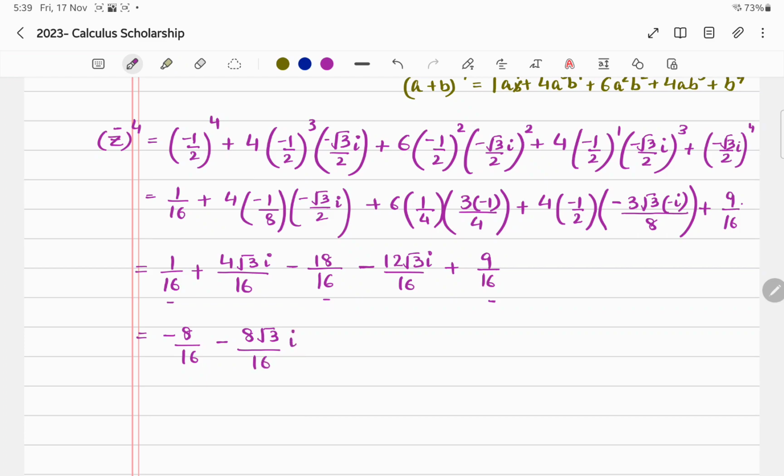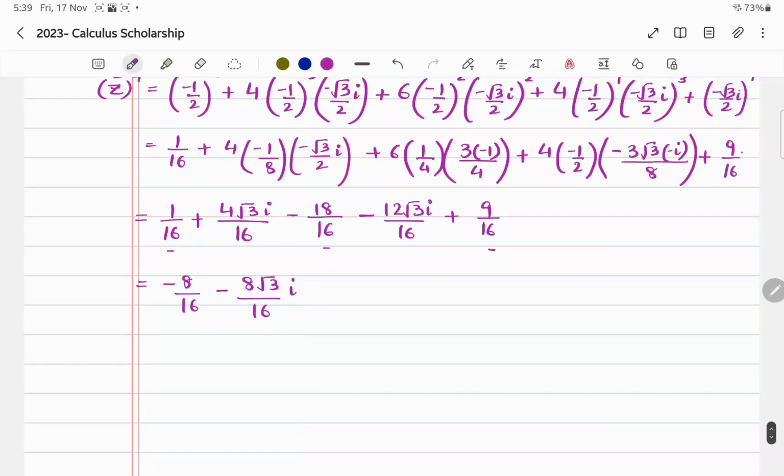All right. Now we can simplify this now because this is the final answer kind of. So it's going to be minus 8 over 16 is minus half. Minus 8 root 3 over 16 is root 3 over 2i. Right, and it's exactly the same as what z bar was, right? And this is equal to z bar. Cool. That was a simple question.